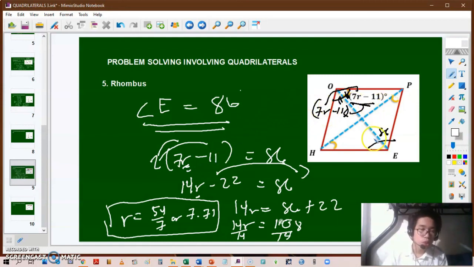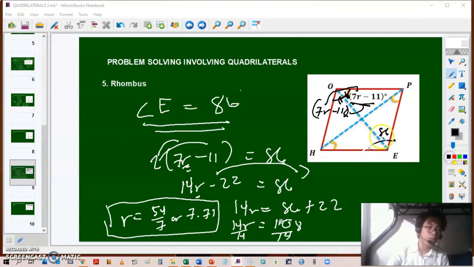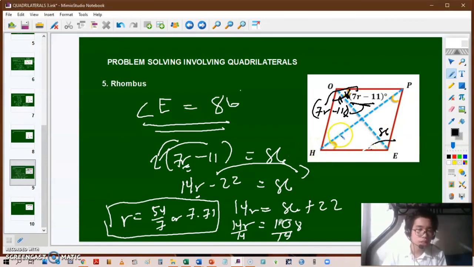If this is 86 degrees, another property of a rhombus is that the adjacent angles have to be supplementary. So what's the supplement of 86 degrees? That's 94 degrees. Is that right? Because if we add 94 and 86, we get 180 degrees. So that's also the same measurement for angle P right there. So angle P also measures 94 degrees, and this one is 86 degrees.